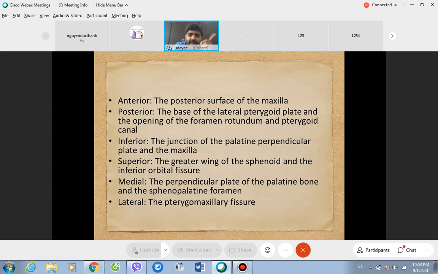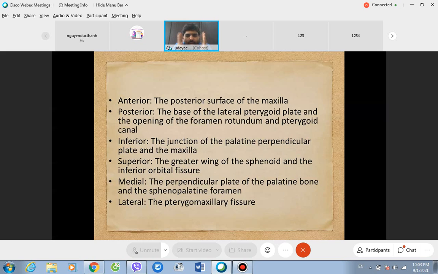Remember the first picture when we have seen the perpendicular plate of the palatine bone articulated with the maxilla. That is the inferior border. Superiorly, it is the greater wing of the sphenoid and the inferior orbital fissure. Medially, it is the perpendicular plate of the palatine bone and the sphenopalatine foramen. Laterally, it is the pterygomaxillary fissure.